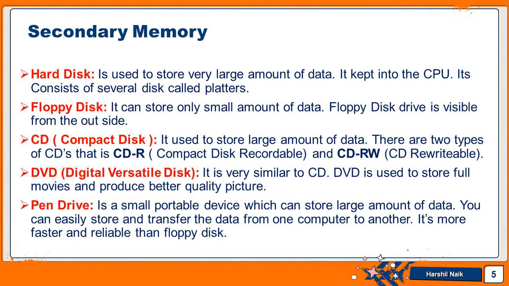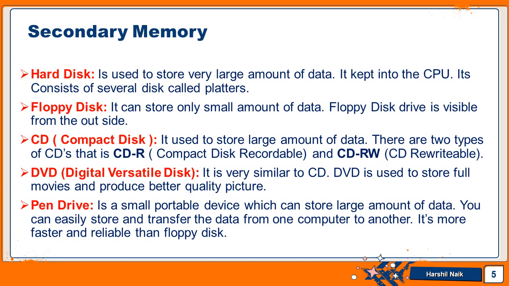Secondary memory. Secondary memory, also known as external memory, is used to store data permanently. The files and programs required to run the computer are stored in secondary memory. First is hard disk. Hard disk has a very large storage capacity. All programs like Windows, Logo, Paint required for working on a computer are stored on its hard disk. It is kept in the CPU. It consists of several disks called platters.